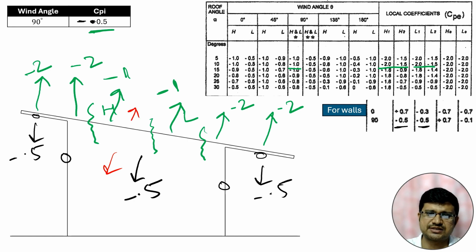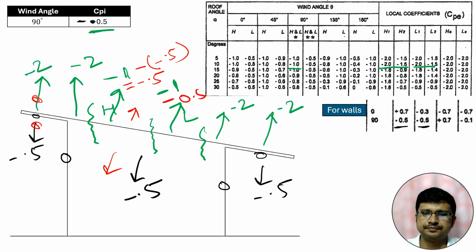Here also the same thing. This is upward, this is downward. This is downward, this is upward. So all these values will actually decrease. So -1 will decrease: -1 minus -0.5 becomes -0.5. Here also it will be -1 minus -0.5, so again it will become -0.5.